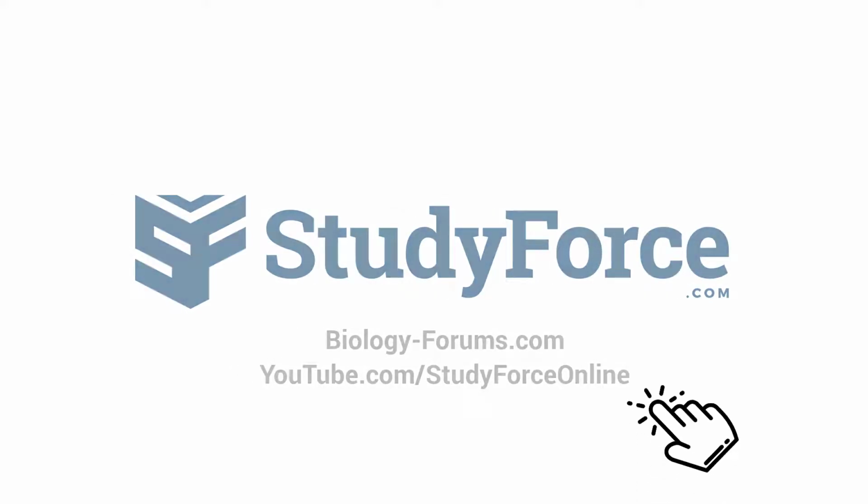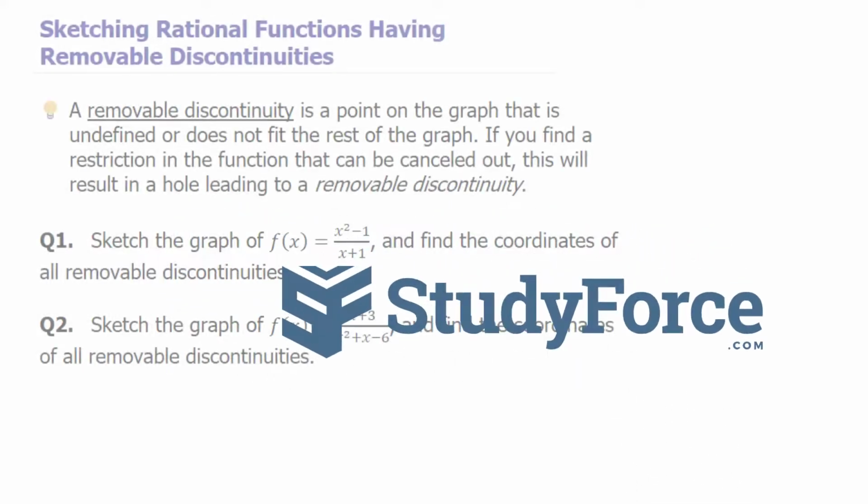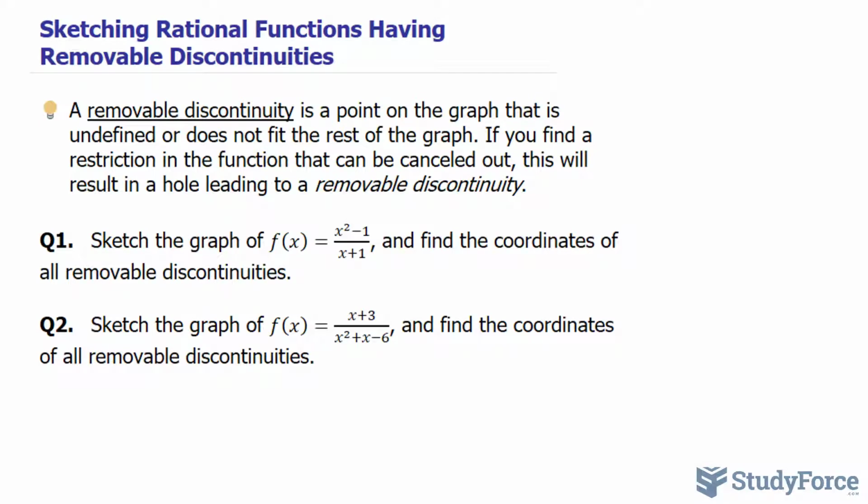In this short tutorial, I'll show you how to sketch and identify rational functions having removable discontinuities. A removable discontinuity is a point on the graph that is undefined or does not fit the rest of the graph. The way you identify one is that if you find a restriction in the function that can be cancelled out, this will result in a hole leading to a removable discontinuity.